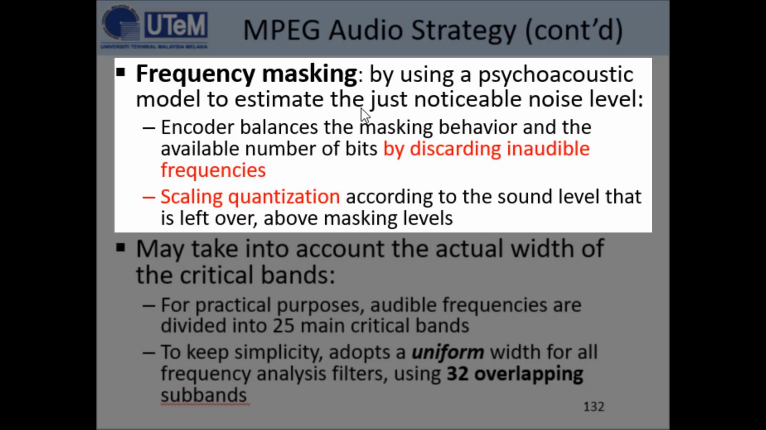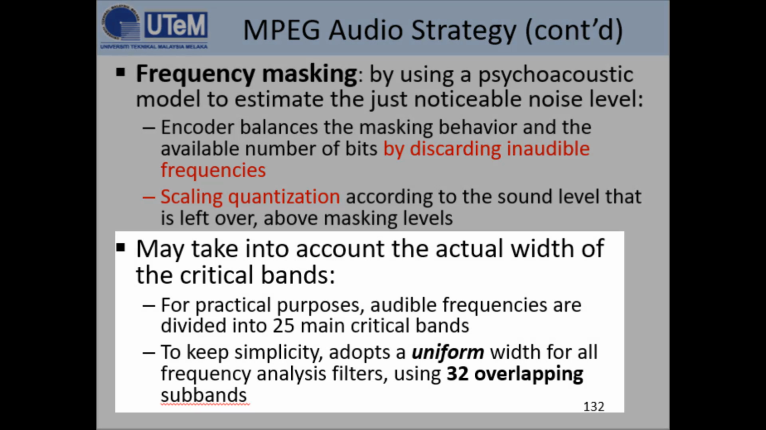So after that, frequency masking is used, by using the psychoacoustic model to estimate the just noticeable noise level. In the quantization and coding stage, the encoder balances the masking behavior and the available number of bits. For example, samples that are determined by the psychoacoustic model as not so important or difficult to be perceived by the human ear are allocated very few or no bits at all, while samples that are perceived the most by the human ear are allocated more bits.